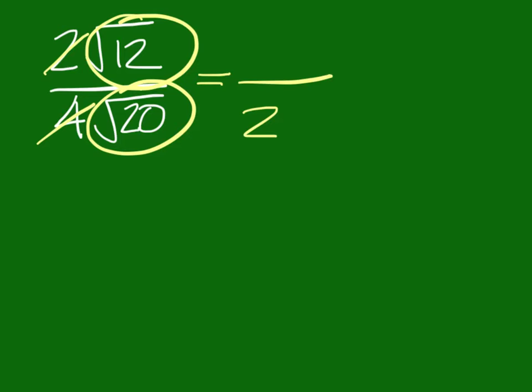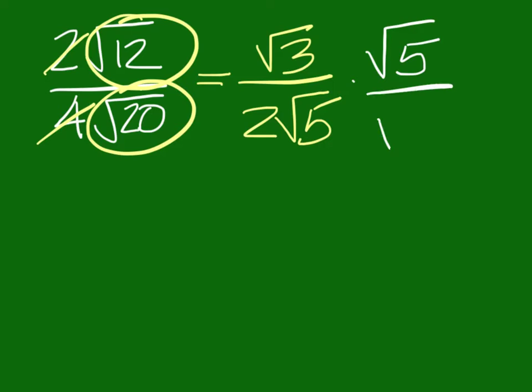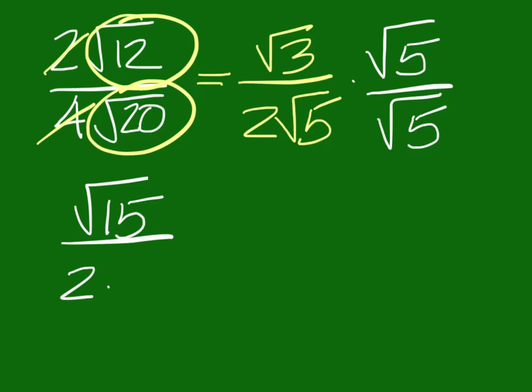4 goes into 12 3 times. And 4 goes into 20 5 times. So we can reduce that 12 over 20 as a fraction unto itself, as long as both numbers are under square root signs. Now it's a little easier to work the problem to do top and bottom by the square root of 5. So that would give you square root of 15 over 2 times 5, which simplifies to square root of 15 over 10.